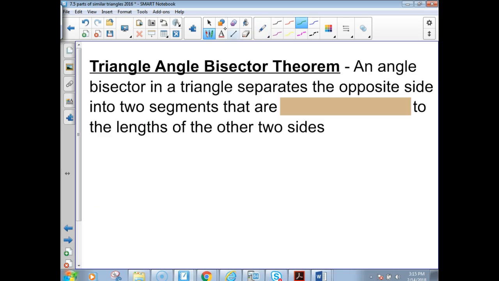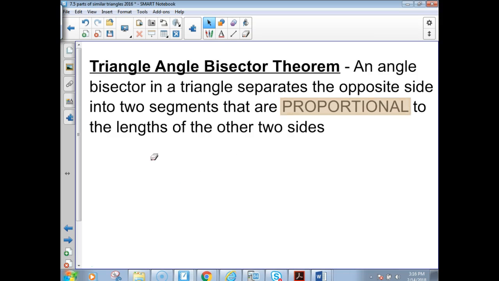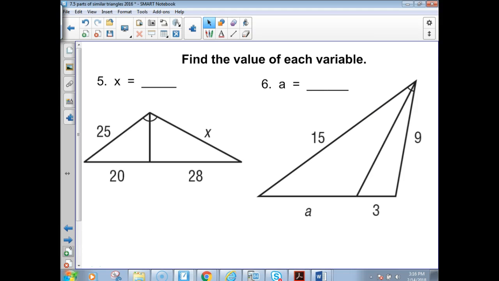Okay, now we're going back to the fourth topic that we did, which is the triangle angle bisector theorem. We had the side splitter theorem, which we didn't really call that, but I do. Now we're doing the triangle angle bisector theorem. An angle bisector in a triangle separates the opposite side into segments that are proportional to the lengths of the other two sides. So I think you guys are ready to help me out with these too.